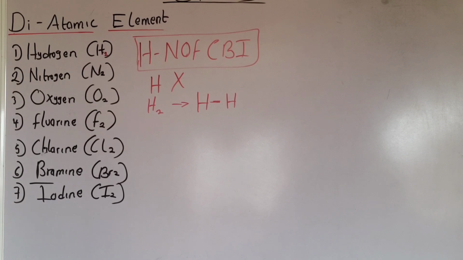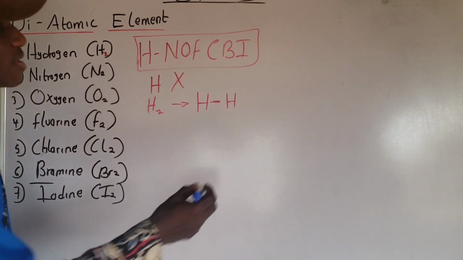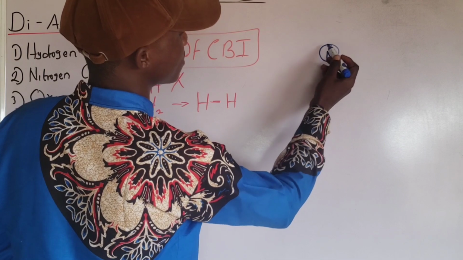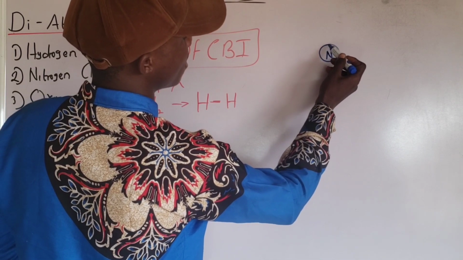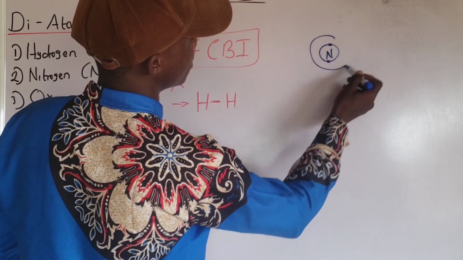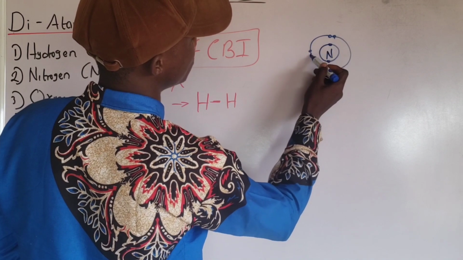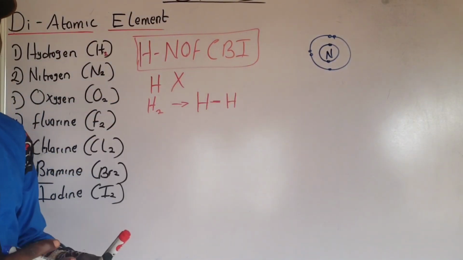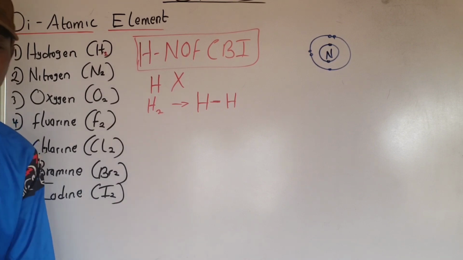Now, let's talk about nitrogen. Nitrogen is the 7th element on the periodic table. And if you look at nitrogen very well, you will discover that it has only 5 valence electrons. So, in order to satisfy the octet rule, the number of valence electrons required to complete the octet is 3. So in an attempt to do that, the bond that is going to exist between the two atoms of nitrogen will be 3.